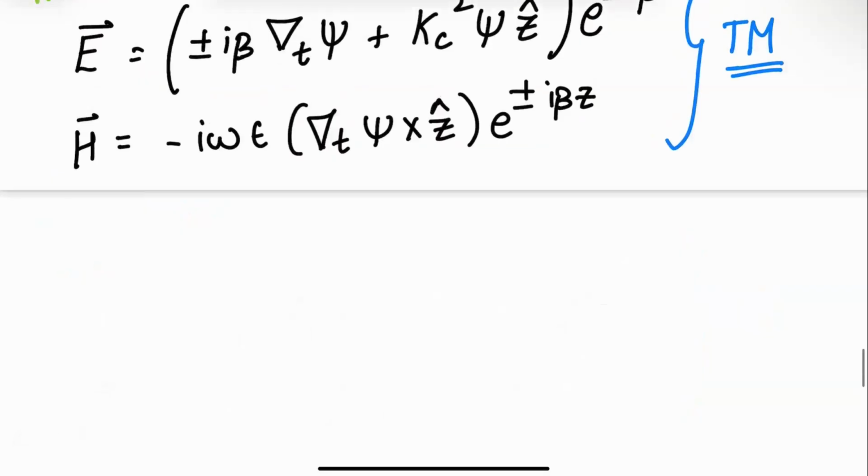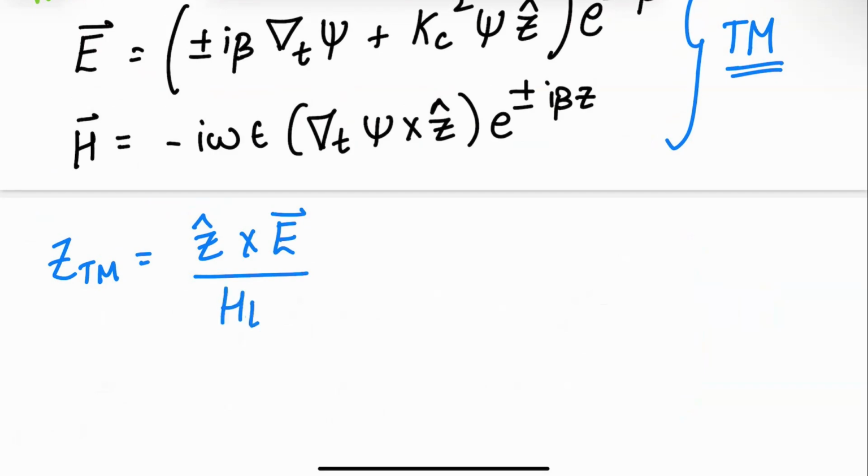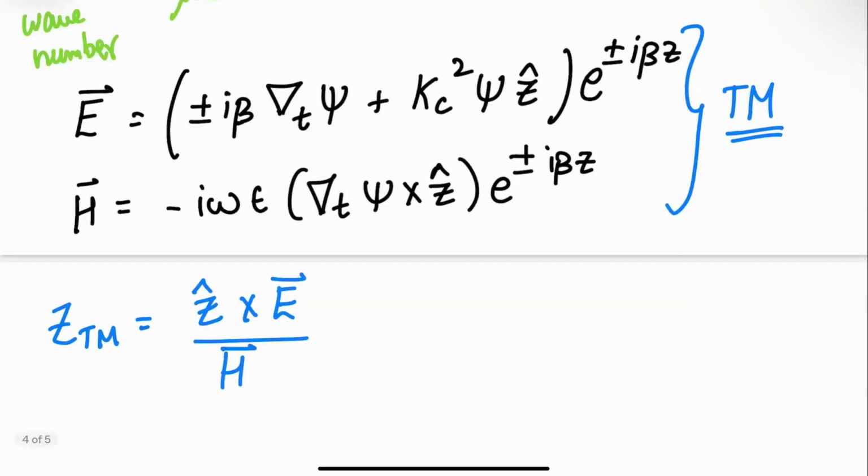And you can do the same thing for TE. But before we do that, we should also specify that ZTM is a constant, which is defined as z hat cross E divided by H transverse, or HT. It doesn't have to be T, it can just be H, so H is already transverse. And so that's nothing but this term divided by this term. And that is nothing but beta over omega epsilon. And this is called the TM wave impedance.